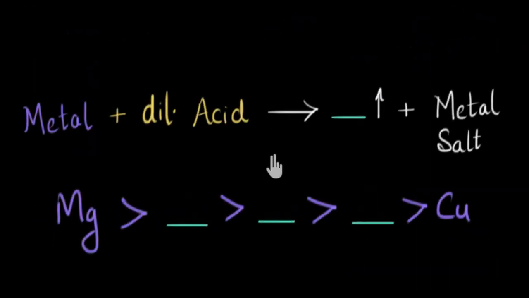Now let's summarize the video. In this video we saw what gas gets released when metals react with dilute acid. Based on this, we experimented with a few metals and arranged them in the order of their reactivity. I hope you are able to recall these blanks, and if not, then go back and watch the video again.